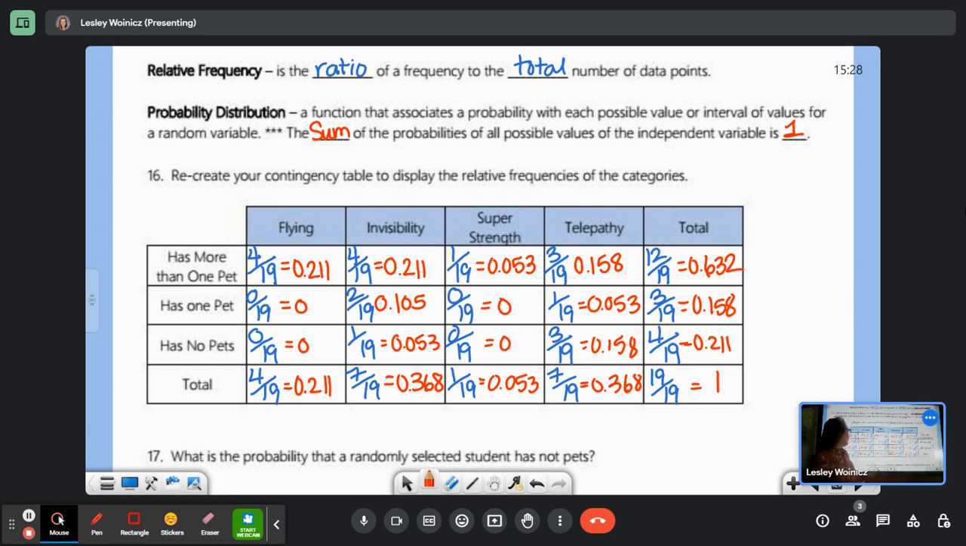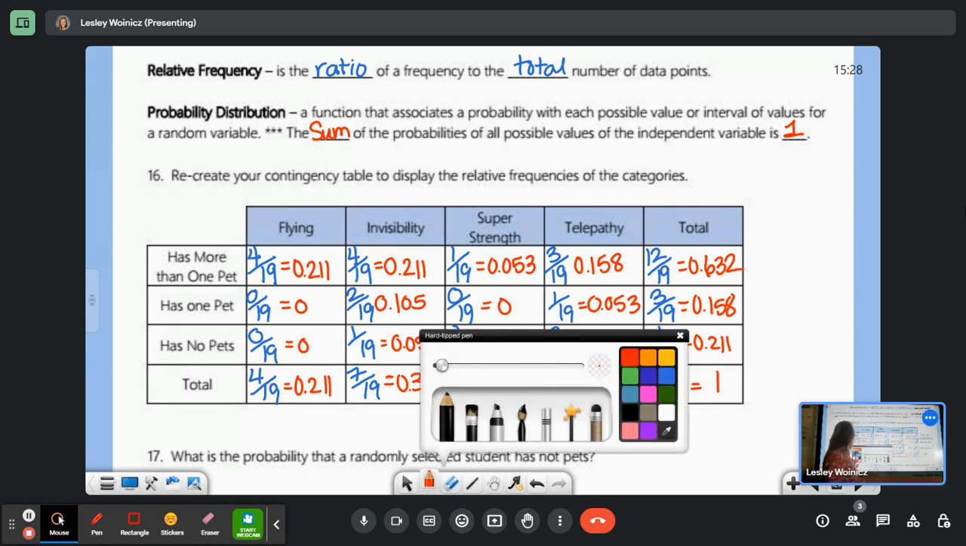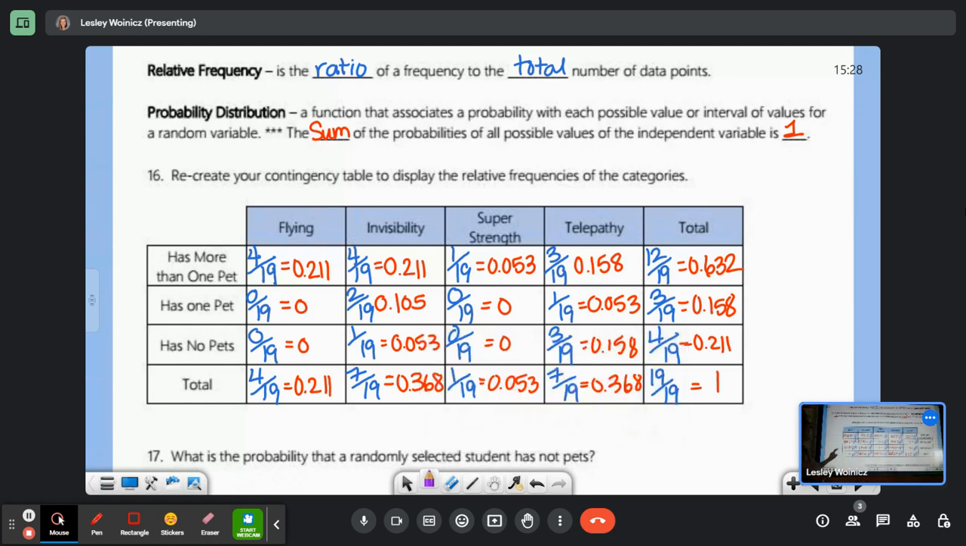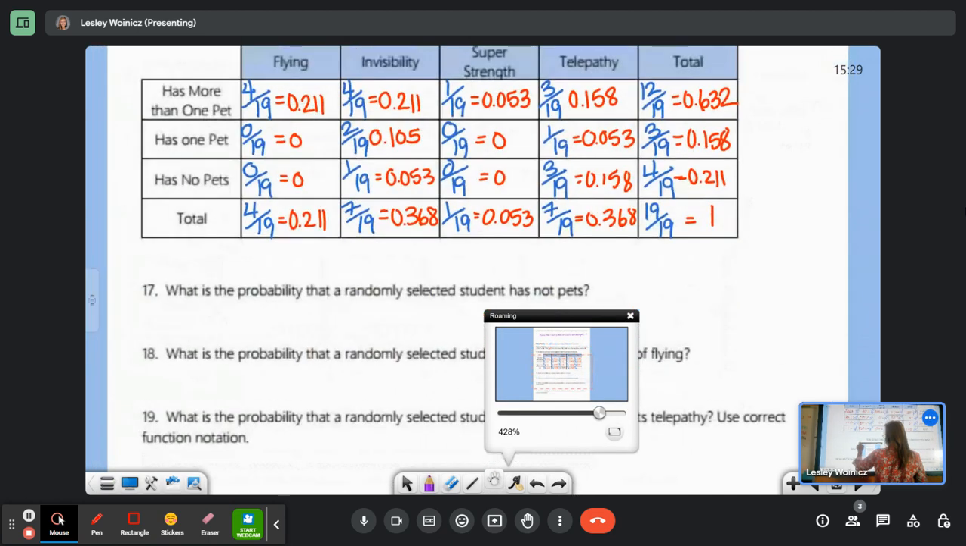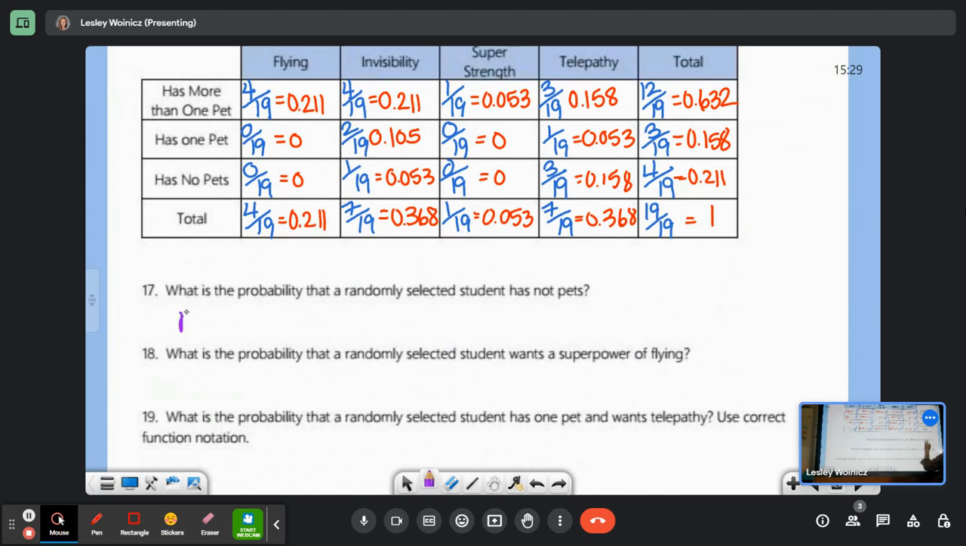Okay, awesome. All right, what is the probability that a randomly selected student has no pets? So how many total out of 1 have no pets? You see it's this one right here? So we're going to say the probability of no pets is 0.211.